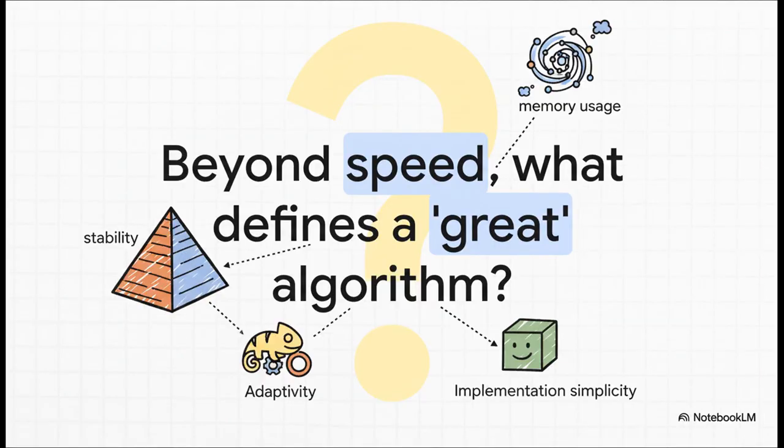So I'm going to leave you with this final thought to chew on. We are often totally obsessed with raw speed, right? Big O notation, faster is always better. But when you start to consider all these other crucial factors, things like stability, memory usage, adaptivity, even just how simple it is to implement, how does that change your definition of what makes a truly great algorithm?